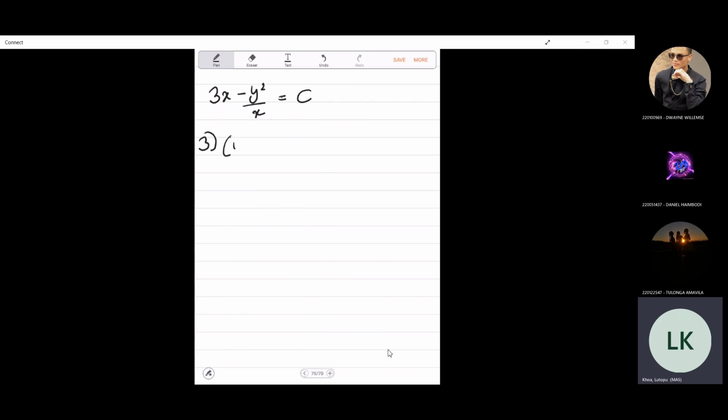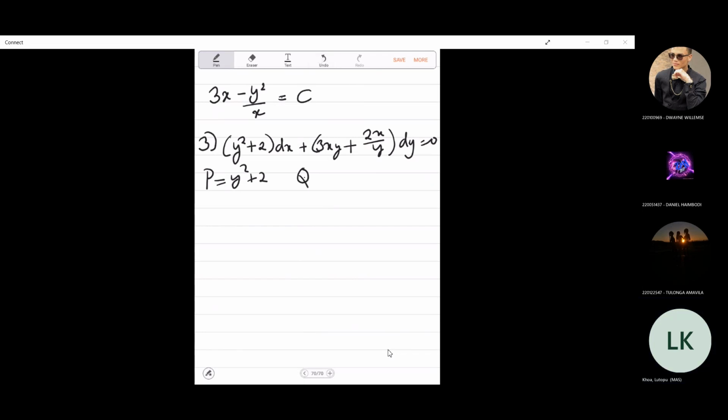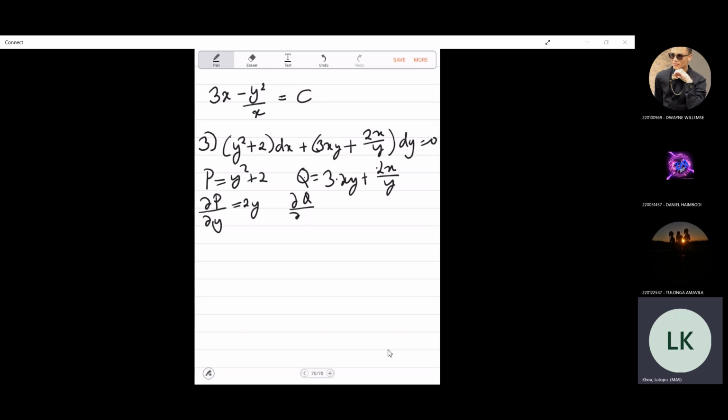Another one: y squared plus 2 dx, plus 3xy plus 2x over y dy, is equal to 0. Okay, we check and see if this is in fact exact, but obviously we expect that it is not. So dp dy is 2y, and dq dx is 3y plus 2 over y.